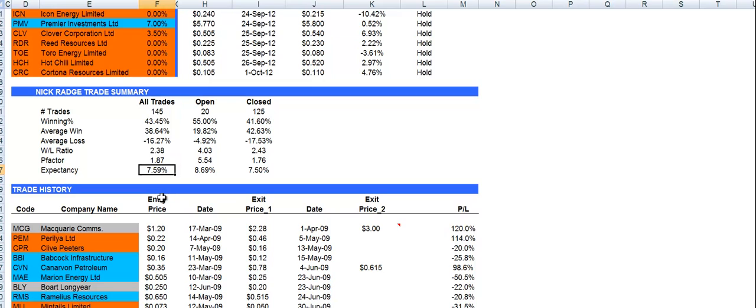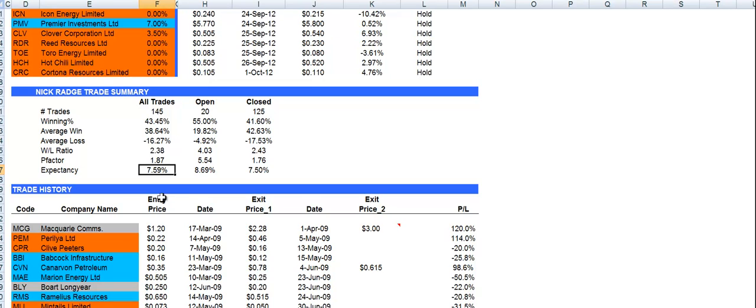So the expectancy here is 7.59%. Now that is a non-compounded expectancy, and what that means is that every single trade I place, regardless of whether it's a winner or a loser, the average trade placed makes 7.5% profit.